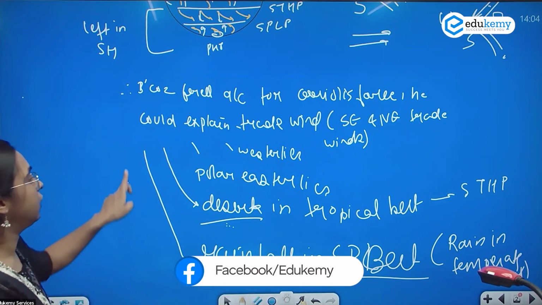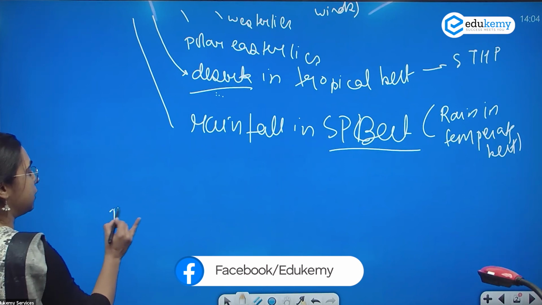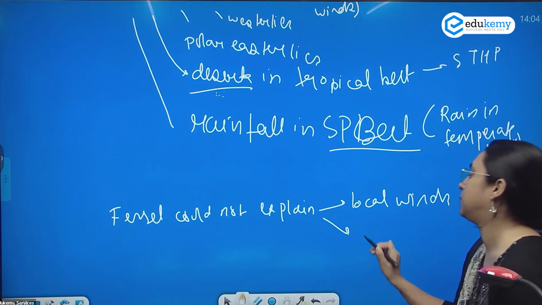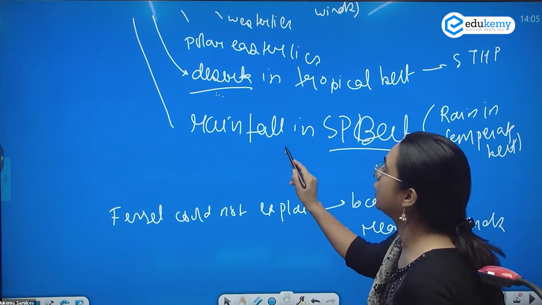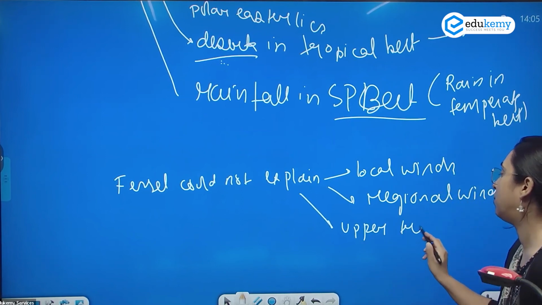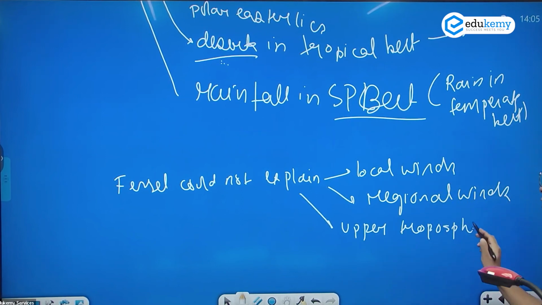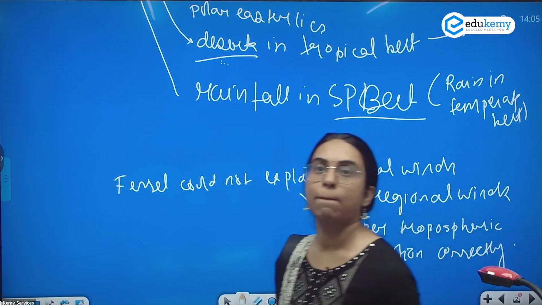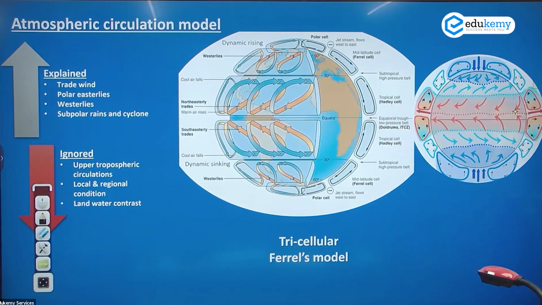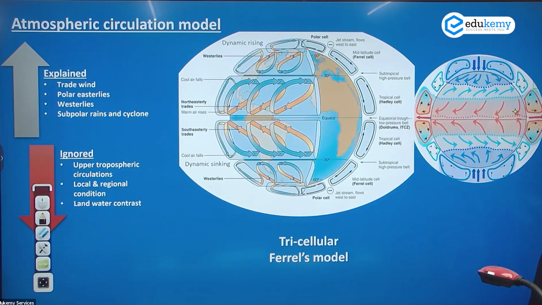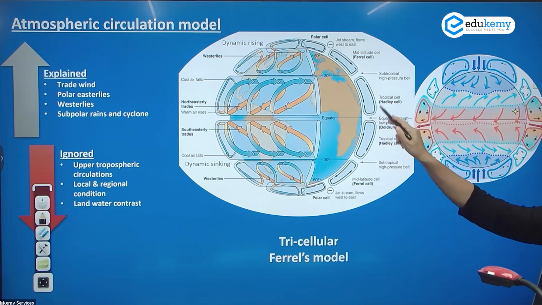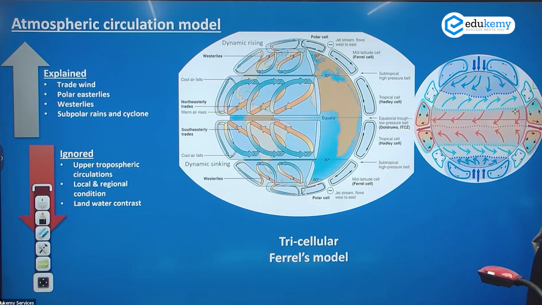But Ferrell could not explain the local winds. He could not explain regional winds. He could not explain the upper tropospheric conditions correctly. If you look at this one, यहाँ पे north to south है, ऊपर आपका south to north है, यहाँ पे south to north है, ऊपर north to south है. तो वो बोल रहे हैं ऊपर की जो conditions हैं, they are mirror opposite of the surface conditions.